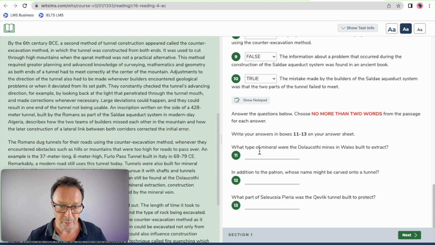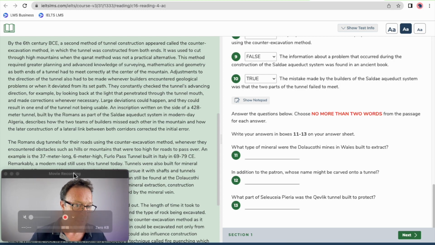So 11, what type of mineral? So we're looking at a mineral here in Dolaucothi mines. This should be quite easy to scan for. In addition to the patron whose name might be carved into the tunnel, so we're looking for some kind of name here. And what part of Seleucia Pieria was the Quevlik tunnel built to protect? Okay, so this is probably a town and should be fairly easy to search for.